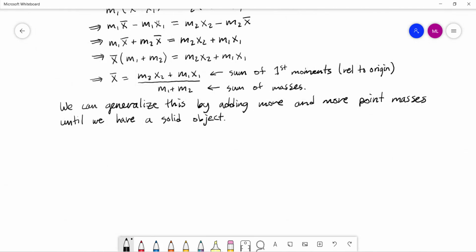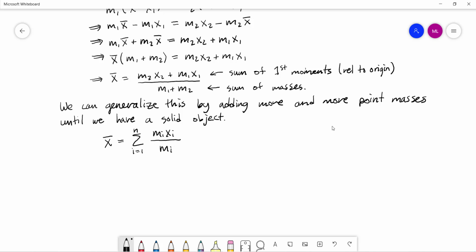So our x bar is going to be the sum now, right? We're summing 2 things. So on top it's the sum from i equals 1 to n, and we'll eventually let n go to infinity. On top we have all the m sub i, x sub i's, right? There's all the first moments, and on the bottom we're just summing up all the masses. So all the m sub i's. This thing on the bottom is eventually just going to be the total mass of our object.